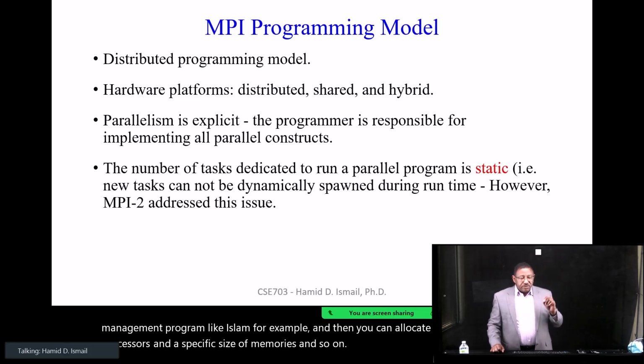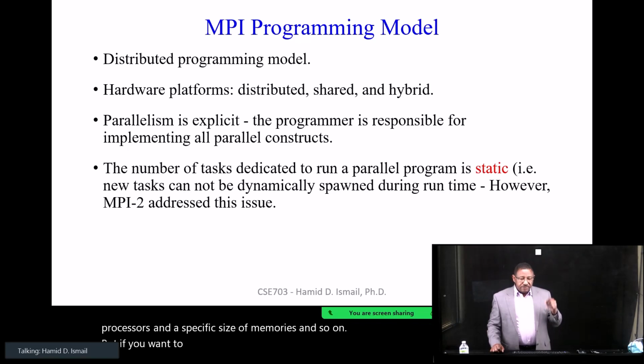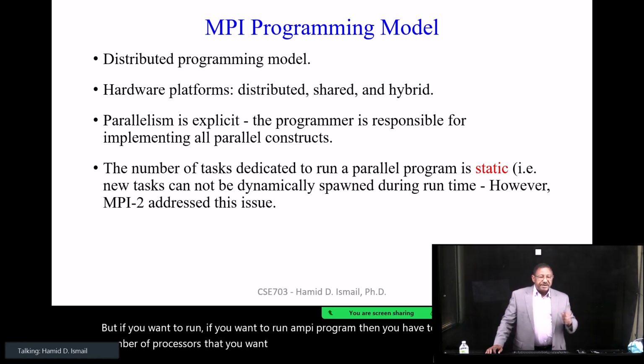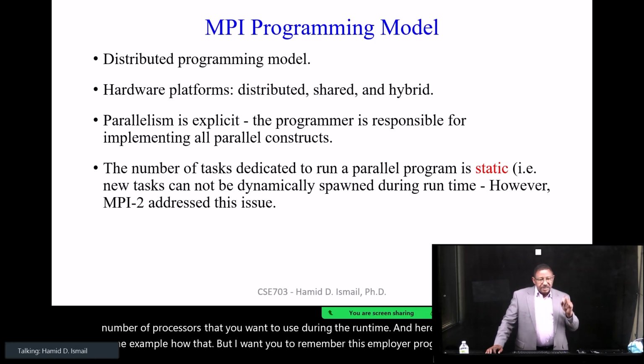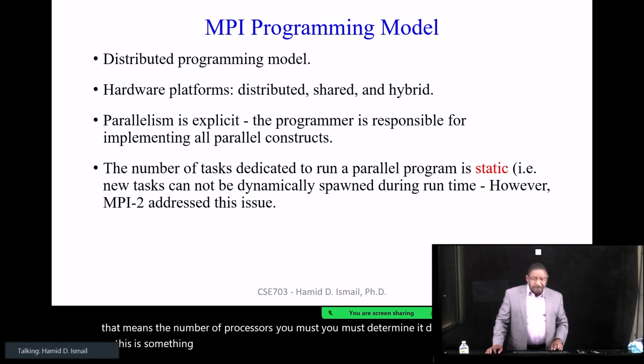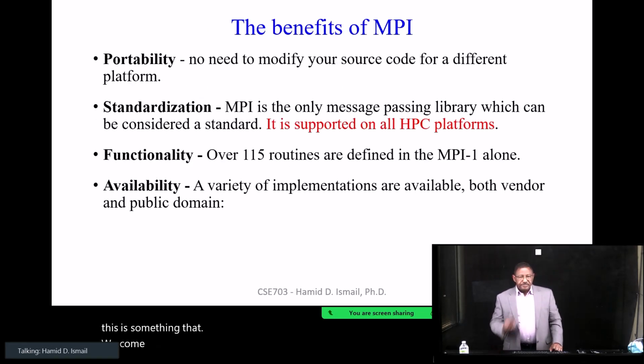But if you want to run an MPI program, then you have to determine the number of processors that you want to use during the runtime. And here we will show you some examples of that. But I want you to remember this: a parallel program is static. So that means the number of processors you must determine during the runtime. So this is something that we will come and discuss.